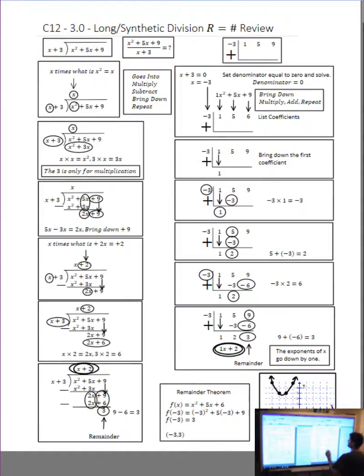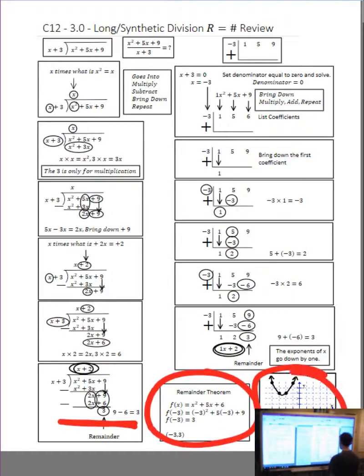And again, the same page as before, but this time with a remainder and what that means with the remainder theorem and what happens with the graph.